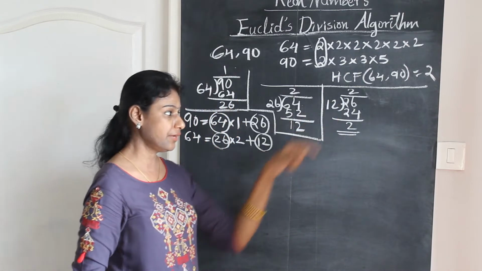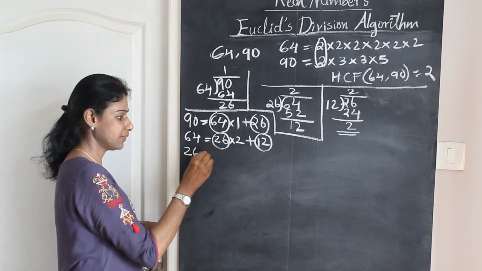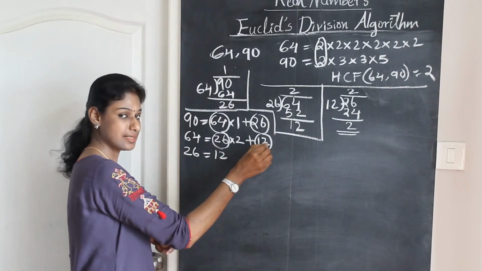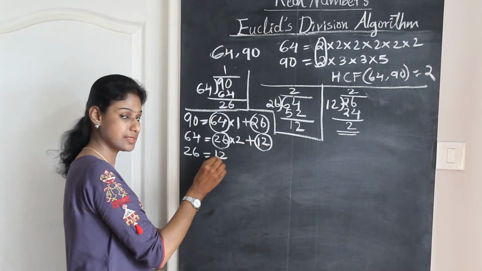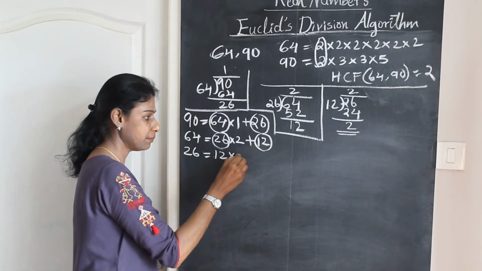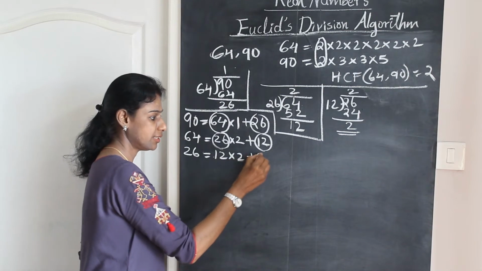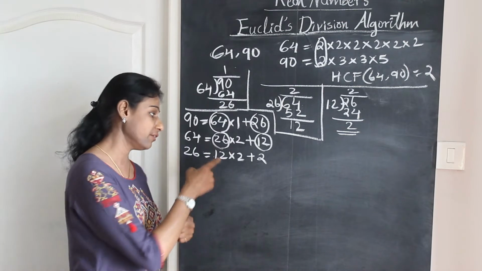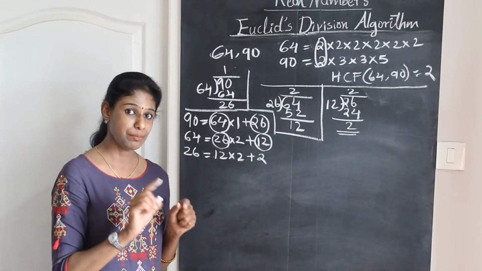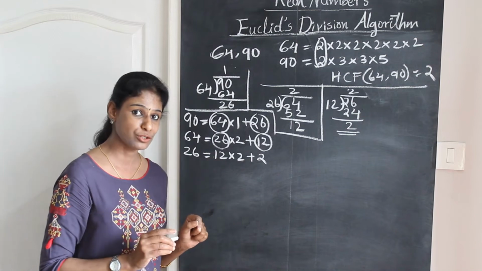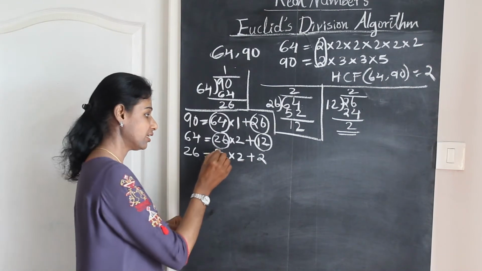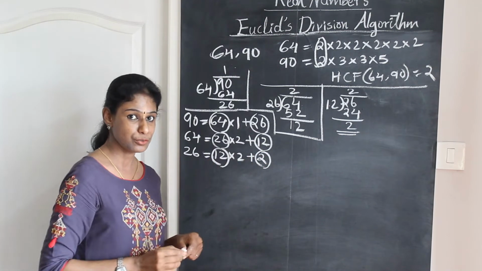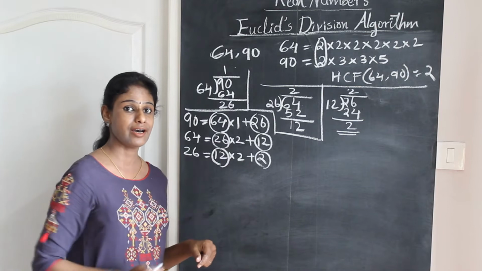Again write the dividend, that is 26 here, is equal to the divisor, which is 12. You can see this previous remainder is now the divisor, multiplied by the quotient plus the remainder. Check whether the remainder is 0. If it is 0, the divisor used in that step will be the HCF. But here it is not equal to 0. So repeat the procedure by taking the divisor 12 and the remainder 2. So next is 12 divided by 2.